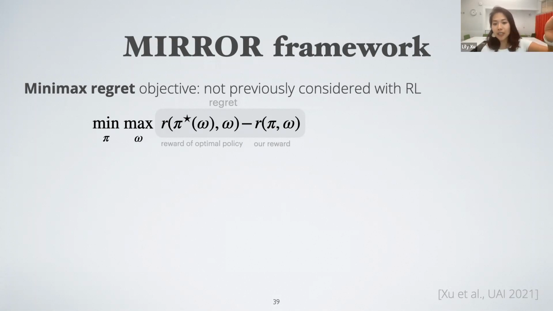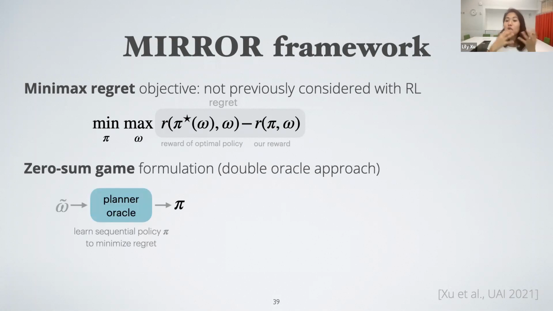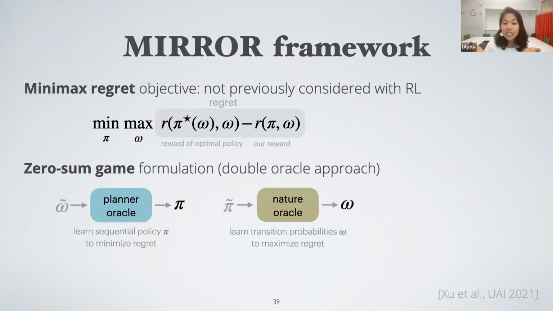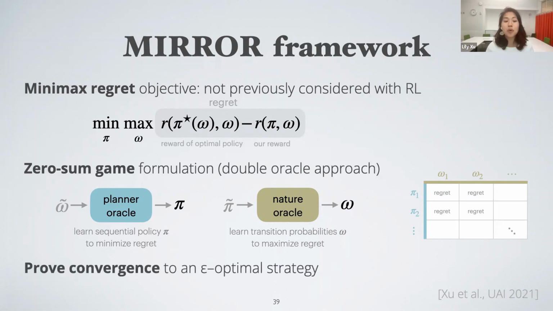And to optimize for this really complex objective, we use an approach called double oracle, which sets up this min-max objective as a zero-sum game between a planner who is learning an optimal policy and nature, which is our adversary that is trying to pick instantiations of these uncertain parameters to make the regret for the planner as bad as possible. And then we have an iterative process where we build up finite strategy spaces. We sample strategies for each of the planner and nature and iteratively grow this game until we reach convergence to what we prove to be an epsilon optimal strategy in a finite number of time steps.